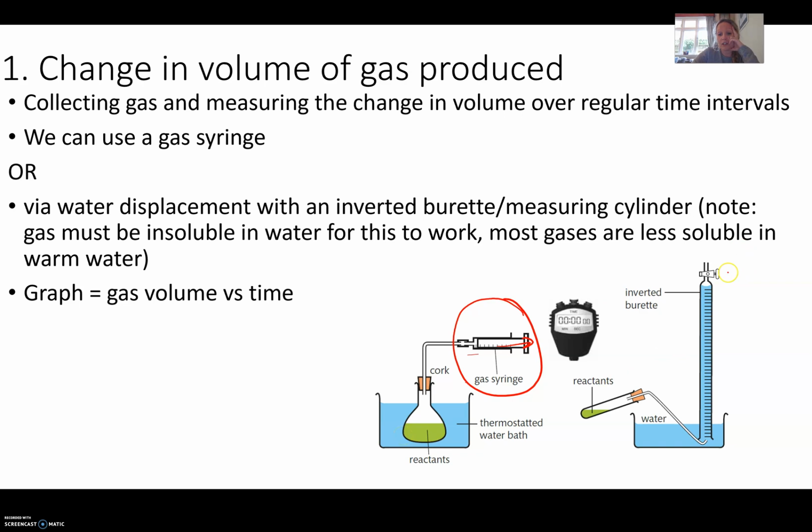Another way is water displacement. This picture here uses a burette upside down, but a measuring cylinder works perfectly well. You have to start the experiment by fully submerging whatever this vessel is, so there's no air pockets, and you can read off the first value. Once the reaction produces gas, the gas pushes the water out, so it displaces the water, and you can measure the difference between the initial value and where you end up, and that's the amount of gas produced.